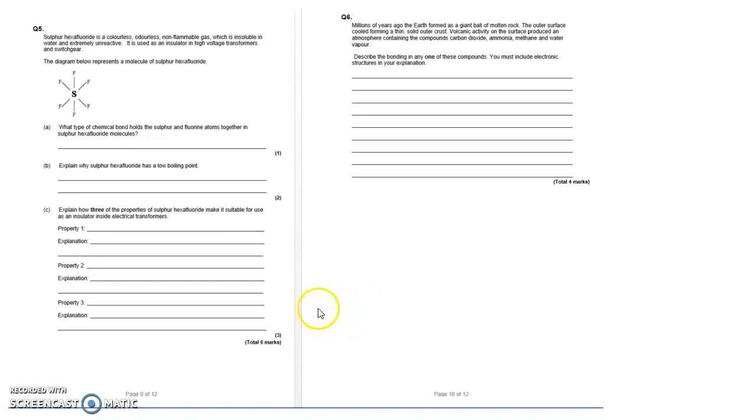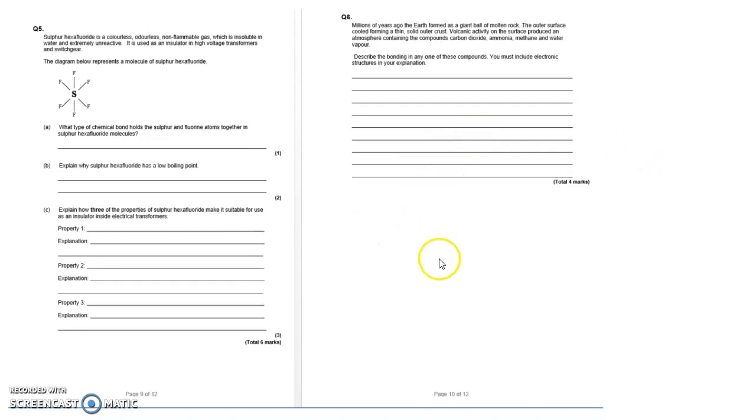3 properties. You're going to pick out the properties from the information above. So if you look at the information, you will be able to highlight things that are true about sulfur hexafluoride that will make it useful as an insulator. Okay, question 6.